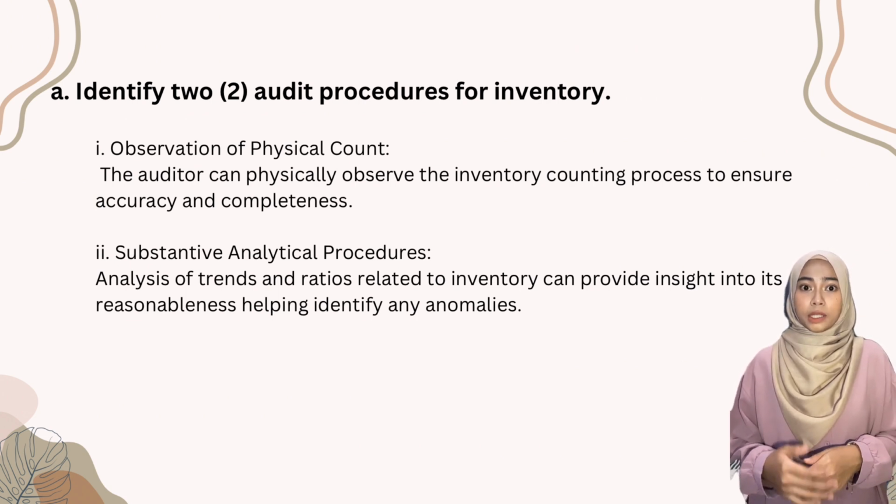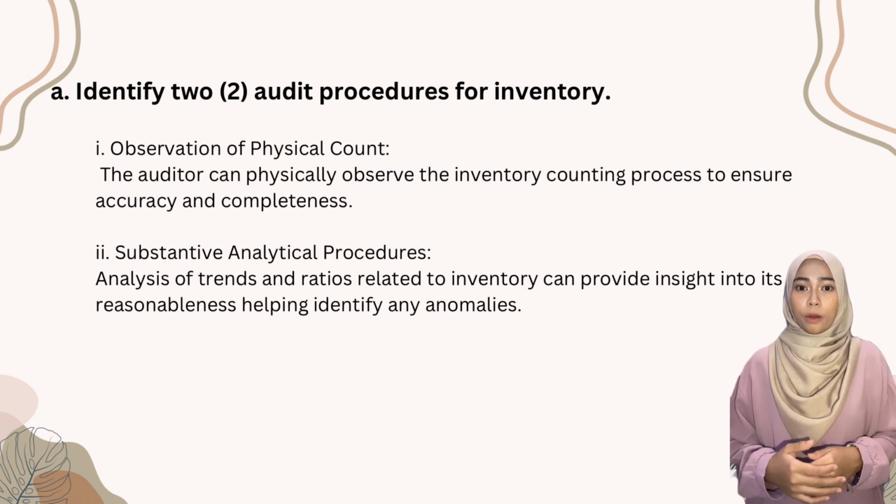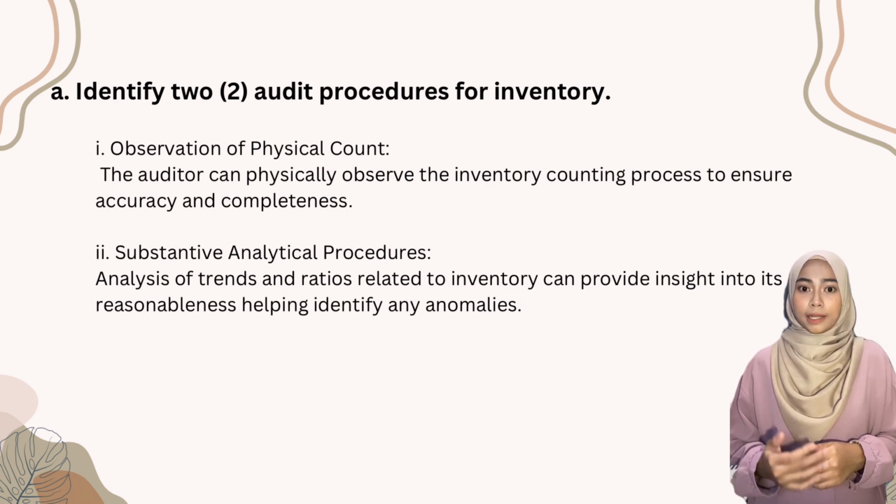The auditor can physically observe the inventory counting process to ensure accuracy and completeness. Number 2, substantive analytical procedures. Analysis of trends and ratios related to the inventory can provide insight into its reasonableness, helping identify any anomalies.